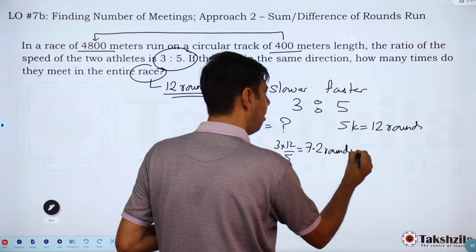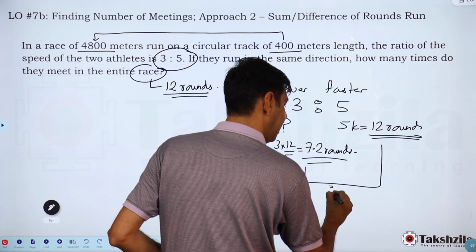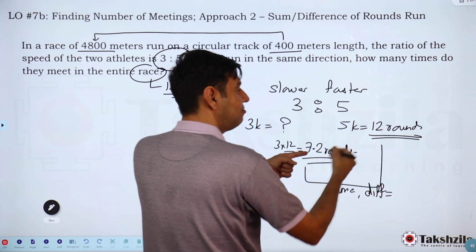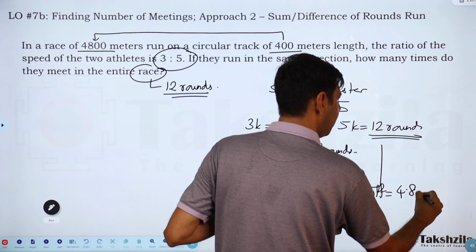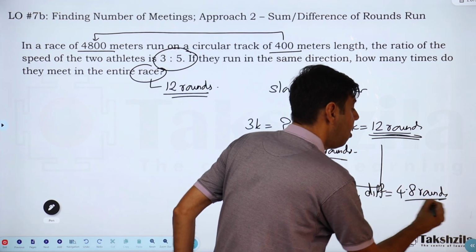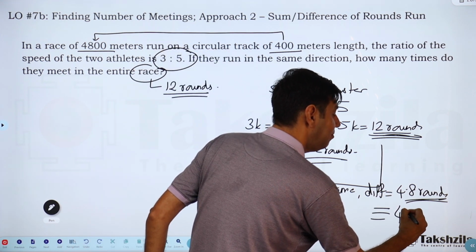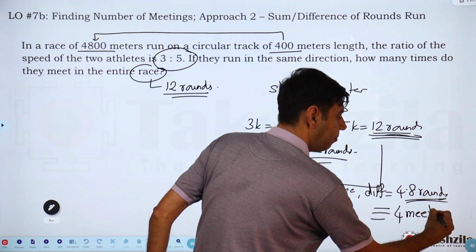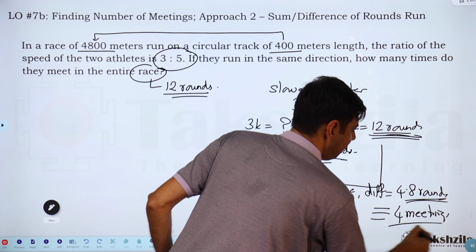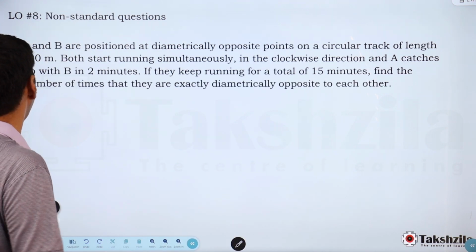So if you know the rounds that the individuals have done, because they are in the same direction, could you take the difference of rounds run? And the difference of rounds run is nothing but 4.8 rounds. So has this guy run 4.8 rounds more than the slower one? Which means that they have already met 4 times, 4 meetings, and the 5th meeting is about to happen but not yet done. So have we come to this as well? So this concludes all our learning agendas.